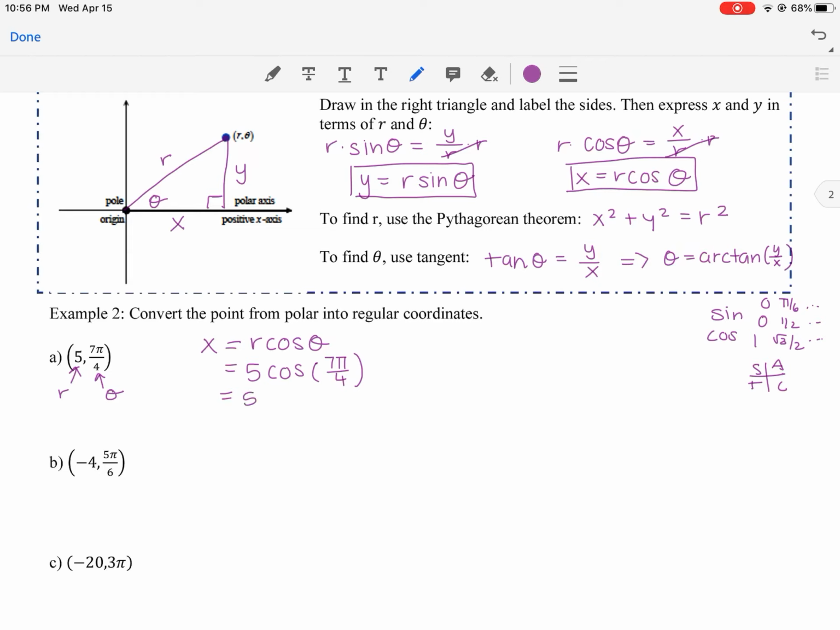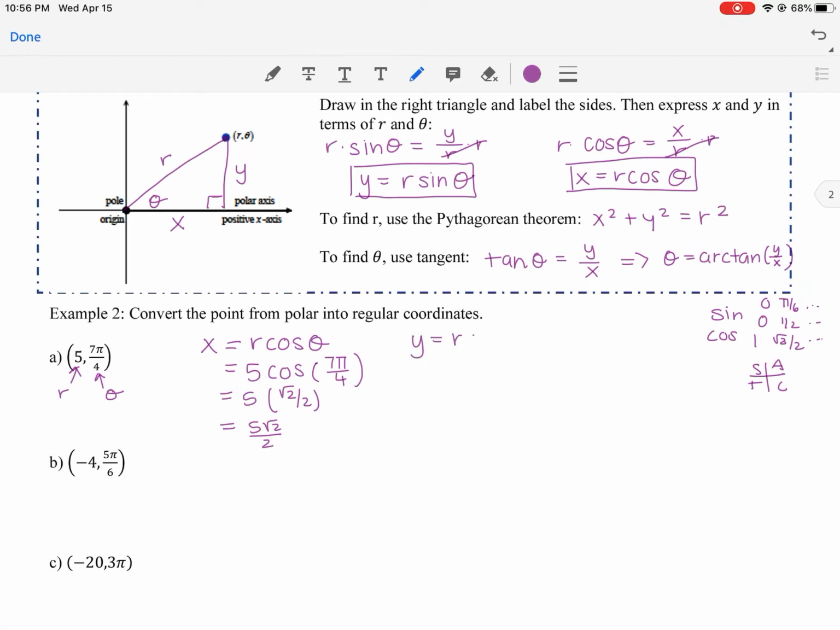Okay, so if I look at cosine of 7 pi fourths, that's going to have a reference of pi fourths. So cosine at pi fourths is square root of 2 over 2. But since we are here in the fourth quadrant, cosine is positive, so this is going to be times the square root of 2 over 2. So this will equal positive 5 square roots of 2 over 2.